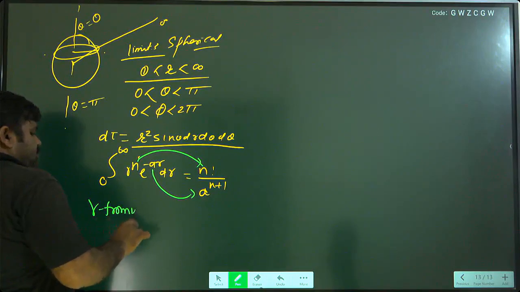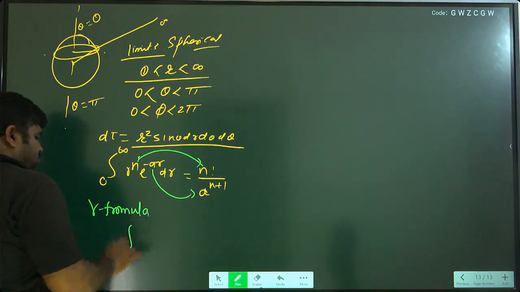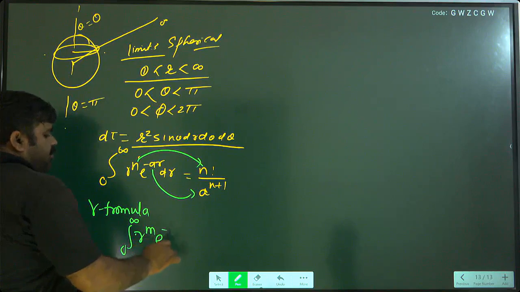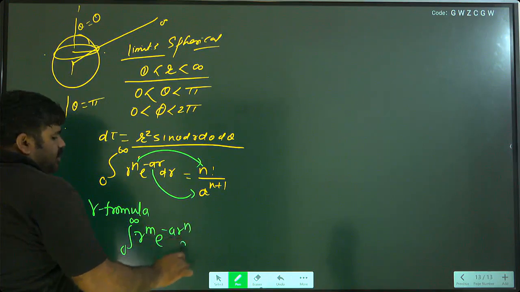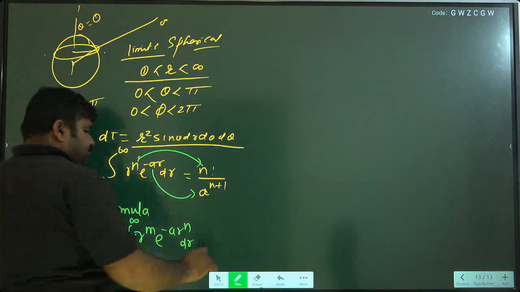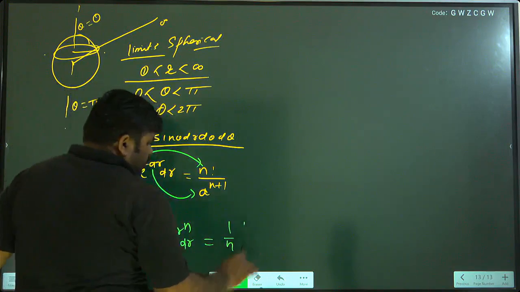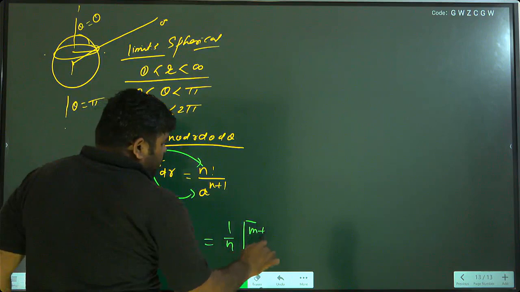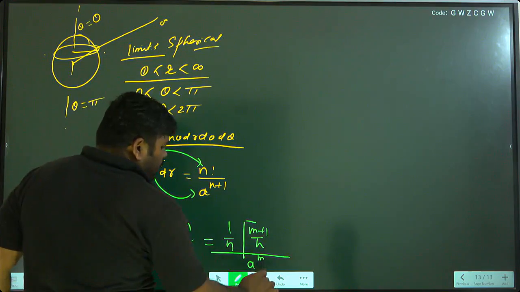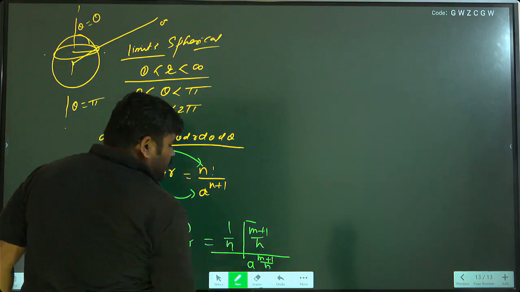What is the gamma formula? Limit must be 0 to infinity. Here we consider r to the power m, e to the power minus a r to the power n dr. This is the gamma formula. Is equal to how much? 1 upon n gamma of (m plus 1) upon n, divided by a to the power (m plus 1) upon n.